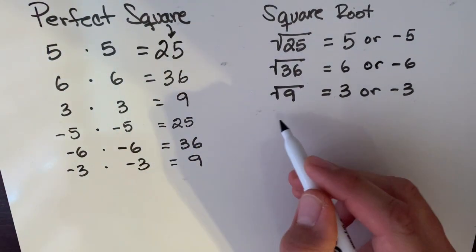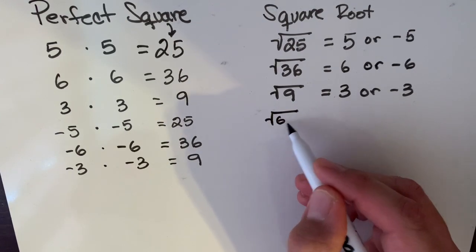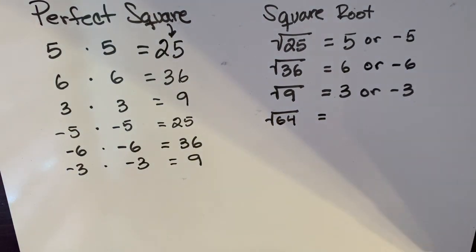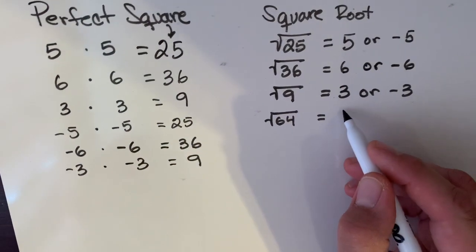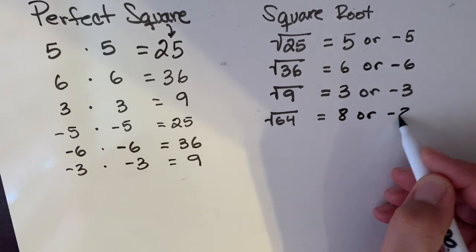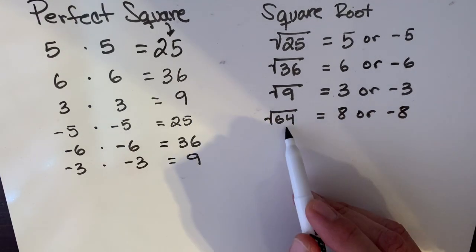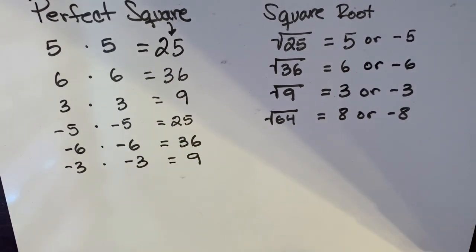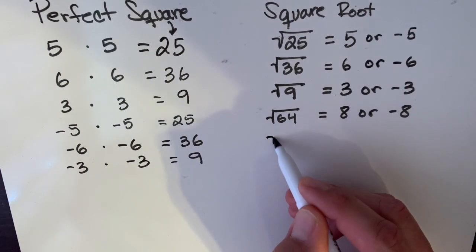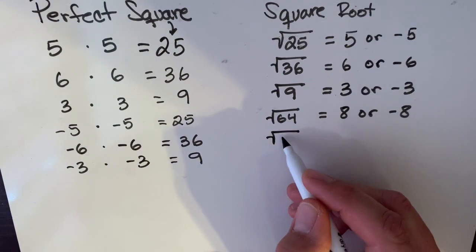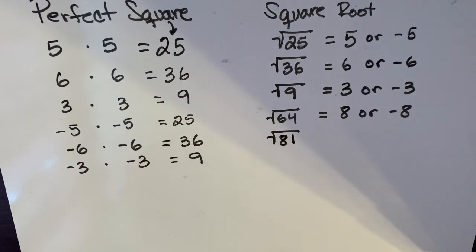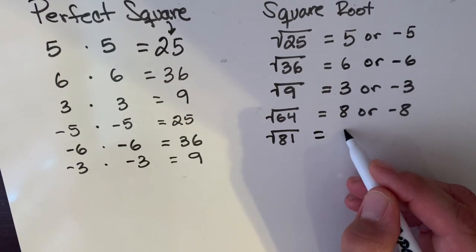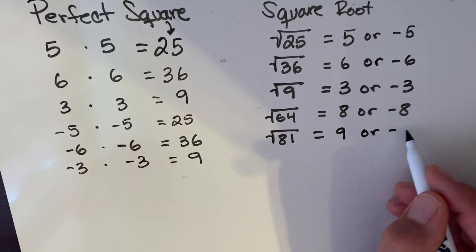Let's see if you can square root this on your own. What is the square root of 64? Press pause and see if you can do it. Square root of 64 is 8 or -8, because 8 times 8 gets me 64. -8 times -8 gets me 64. Let's do one more. Try the square root of 81. Press pause. Square root of 81 is 9 or -9.